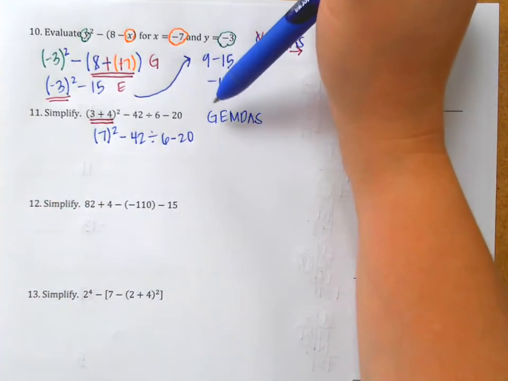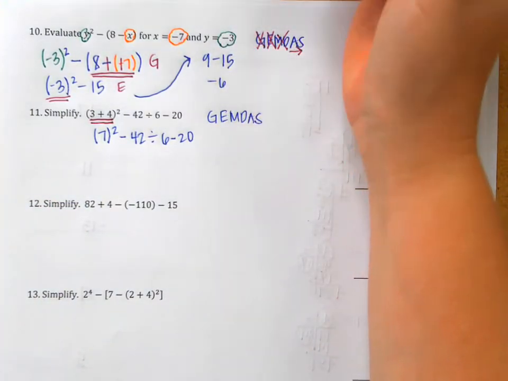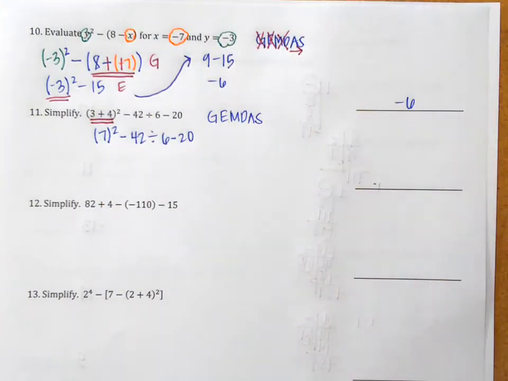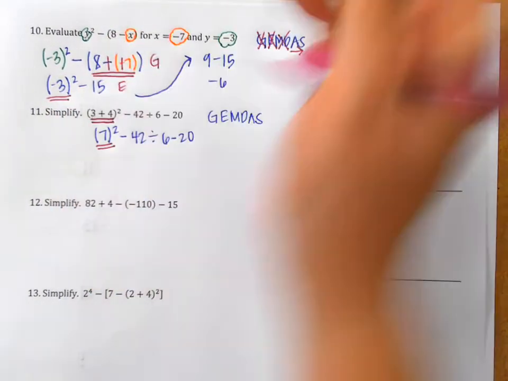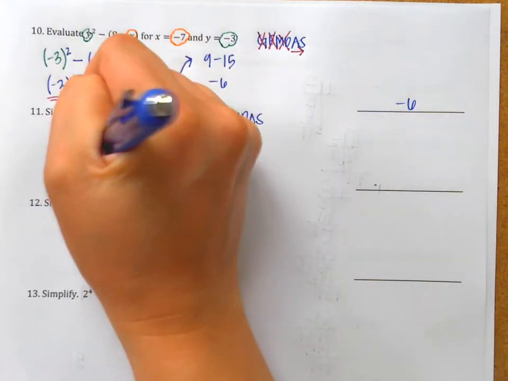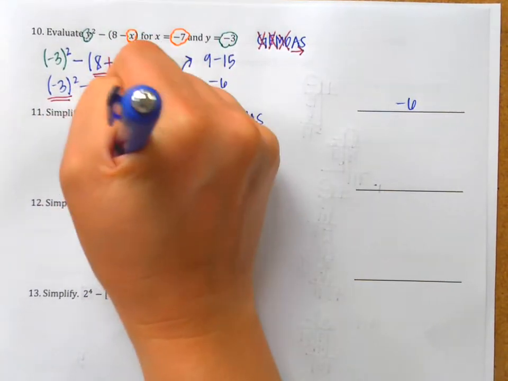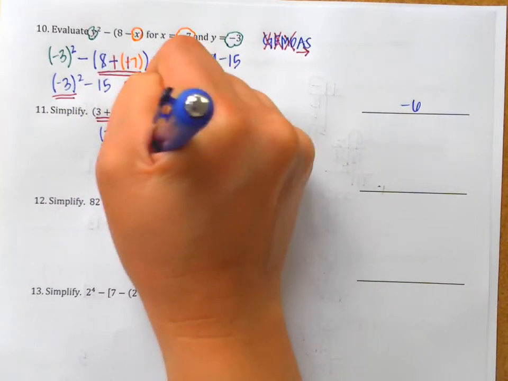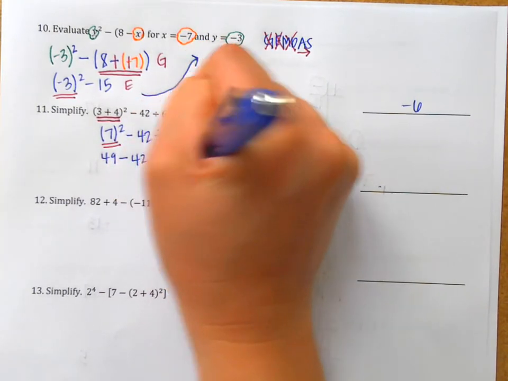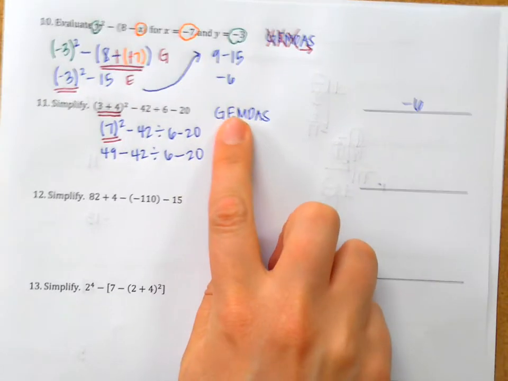I did my grouping symbols. Now I'm going to deal with my exponents. So my exponents is here, 7 squared. 7 squared is 49 minus 42 divided by 6 minus 20. Okay, I did my exponents.